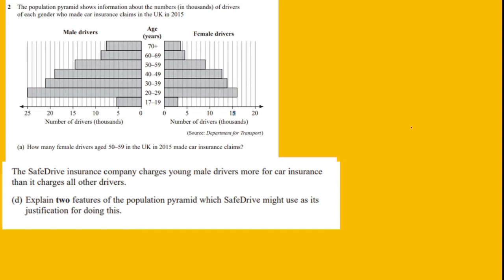Okay. A Safe Drive insurance company charges young male drivers more for car insurance than it charges other drivers. Explain 2 features of the population pyramid which Safe Drive might use as a justification for doing it. So actually look at the question, because what some people tend to do is treat male young drivers as one sentence. It's really male drivers, and then it's young. That's where you're getting your 2 points from.